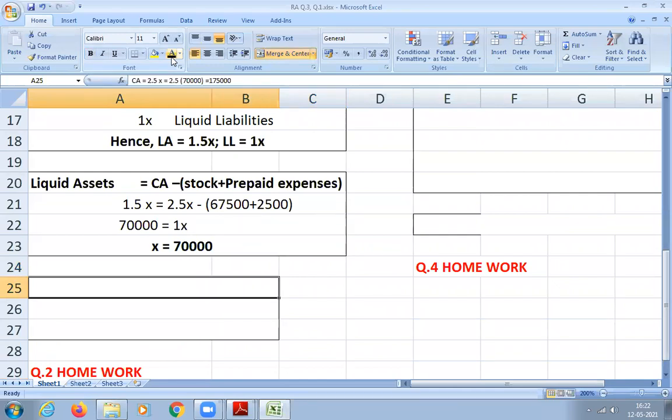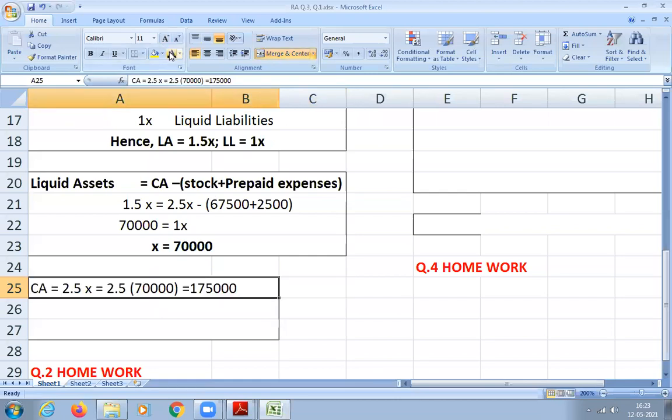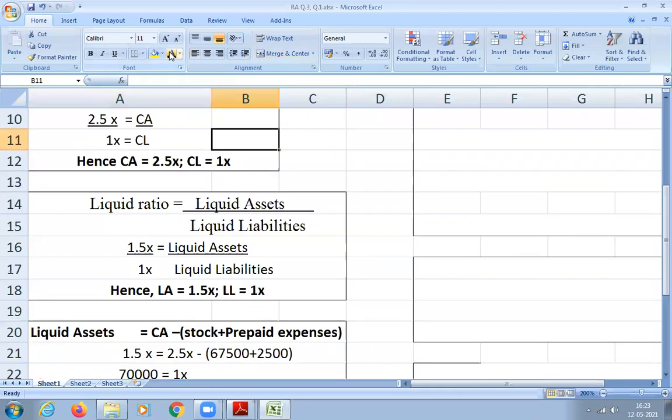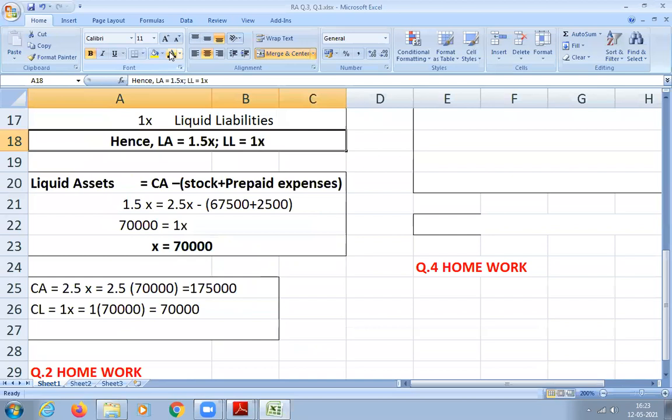So first let us calculate current asset. How much is current asset? 2.5x. So 2.5 into 70,000, how much will you get? 1,75,000. Next, current liability. Current liability is 1x, that is 1 into 70,000. I got 70,000. Next, liquid asset. Liquid asset is 1.5x. So 1.5 into 70,000. Multiply, 1,05,000.